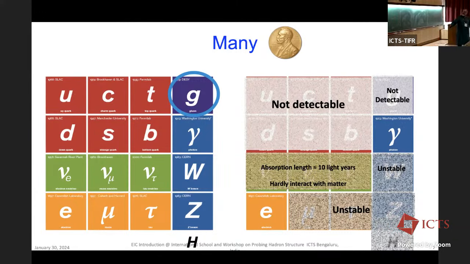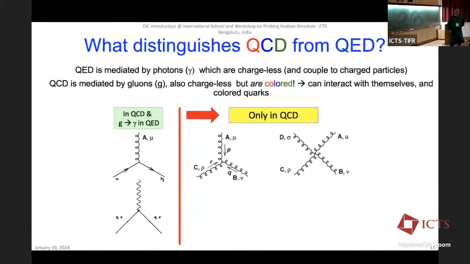Anyhow, this is the history, this is the problem, and what we are going to focus here is the glue. Now you got that introduction in Marco's talk, that the fundamental difference between QED and QCD is the fact that the photon is chargeless, it doesn't carry any electric charge, whereas the gluon carries the color charge, and that allows it to self-interact.